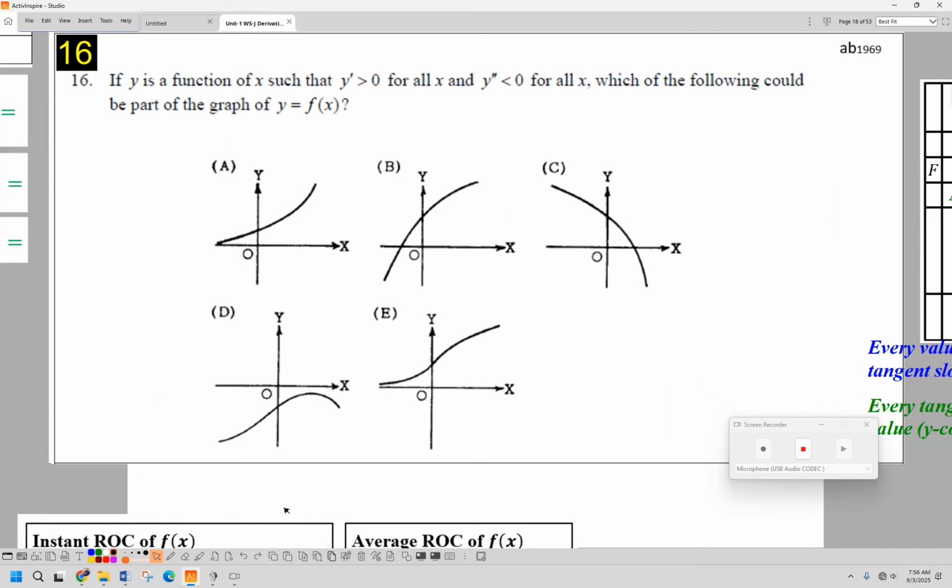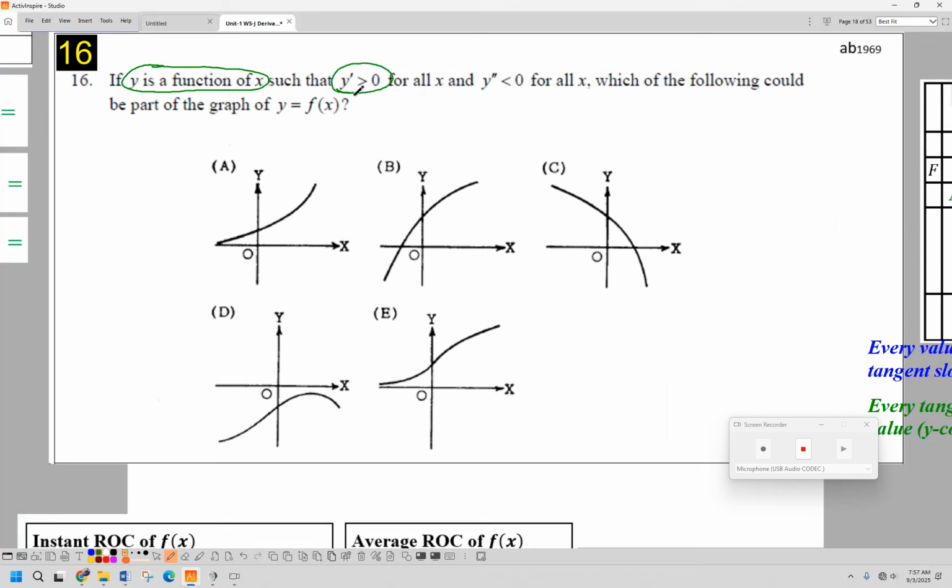So number 16. It says y is a function of x such that y prime is greater than 0. When you read that, you need to be able to translate that from math to English, kind of. So we've got a set of xy pairs. That's y is a function of x. And those xy pairs, the rate at which they change is always positive.